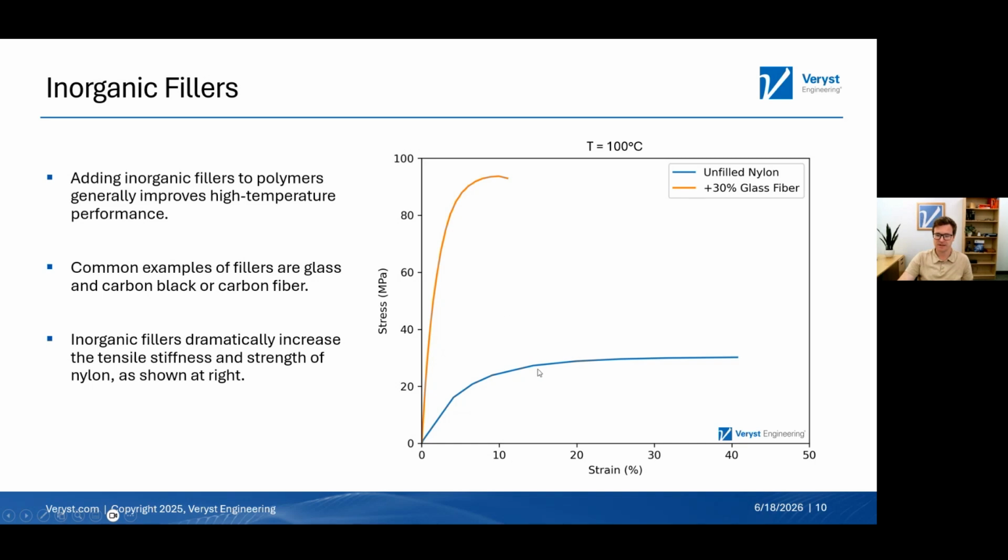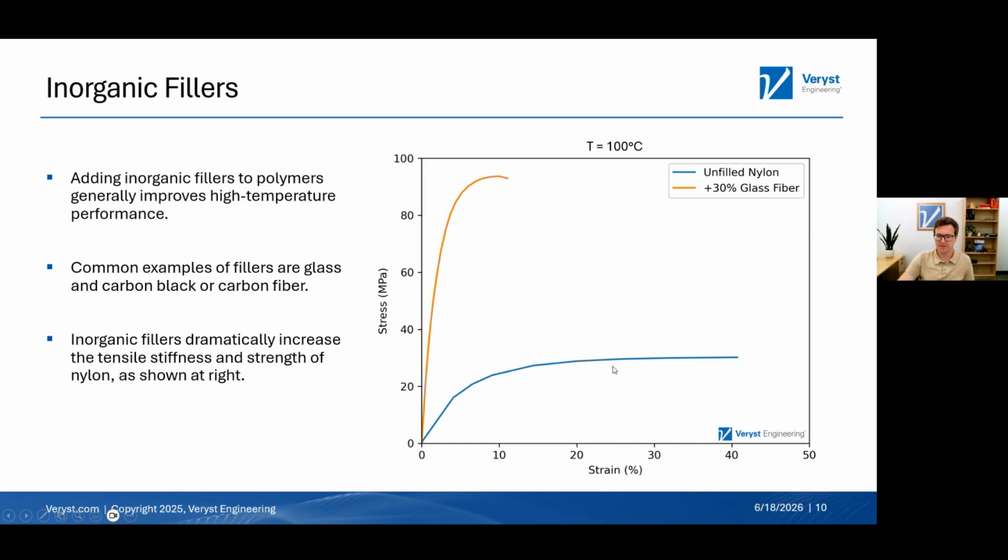Just to see how that works in practice, these stress strain curves are both from nylon material, but the blue curve is from an unfilled nylon, and this orange curve is for a nylon that has 30% glass fiber added to it. I should note that the temperature these were taken at was 100 degrees Celsius. Now, the glass transition temperature for nylon is typically between 50 and 60 degrees Celsius, depending on exactly the nylon that you have.